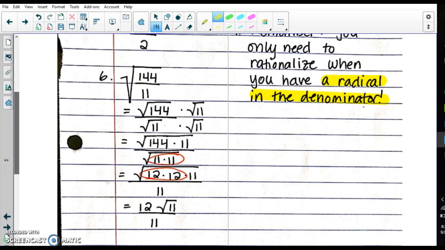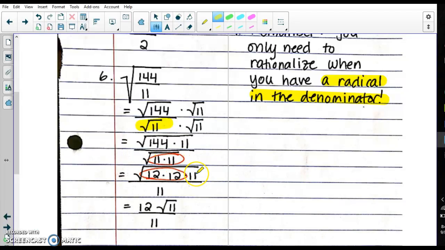Square root of 144 over 11. We break it up using the quotient property, but there is a radical in our denominator, square root of 11. It can't be reduced anymore, so we have to rationalize. So we're going to multiply the top and the bottom by square root of 11. And then we have 144 times 11 over square root of 11 times 11.